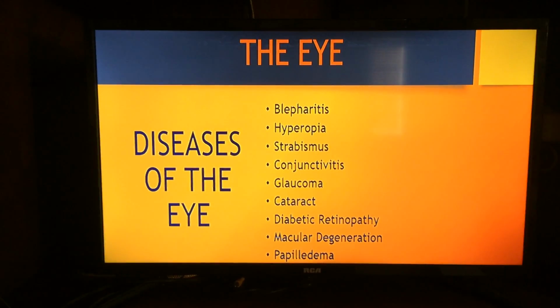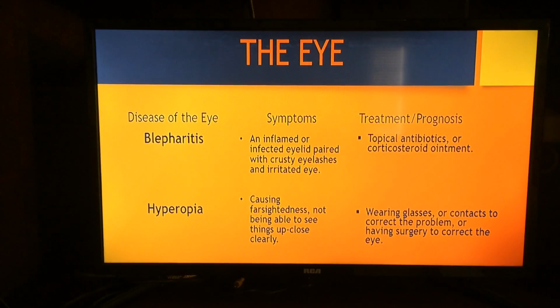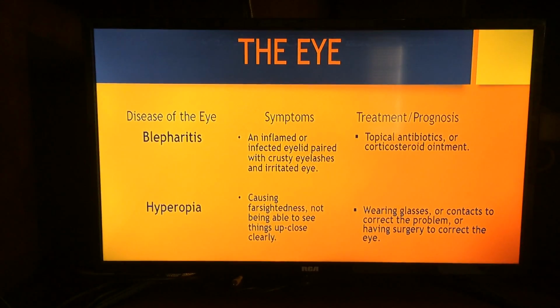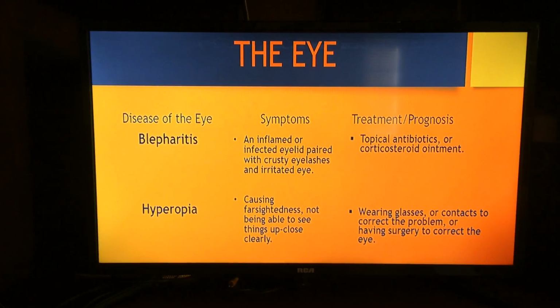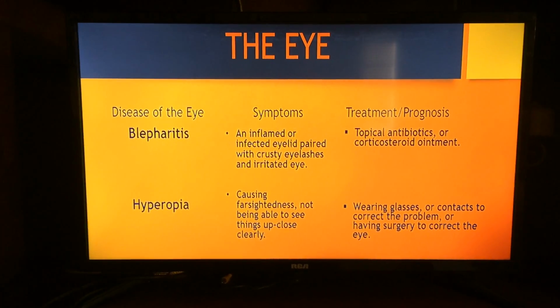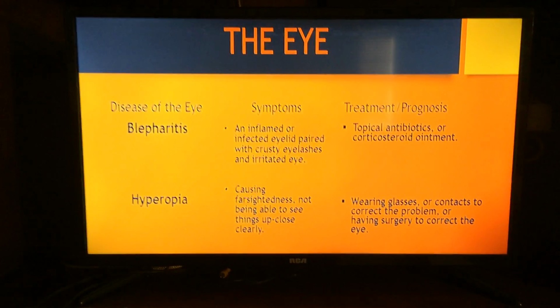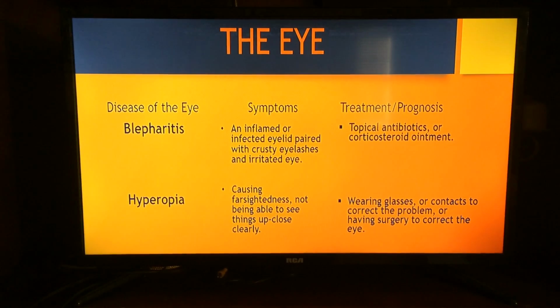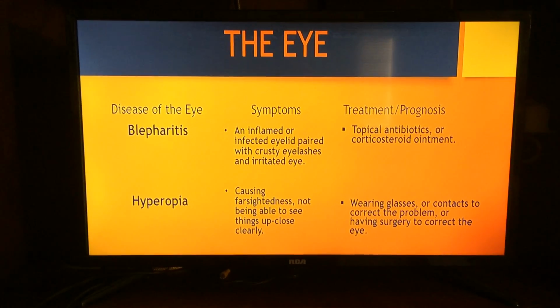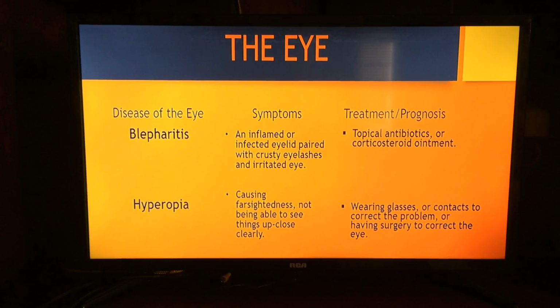Here are a few diseases of the eye. Blepharitis. Some of the symptoms are inflamed or infected eyelids paired with crusty eyelashes and irritated eyes. Some treatments would be topical antibiotics or corticosteroid ointment.